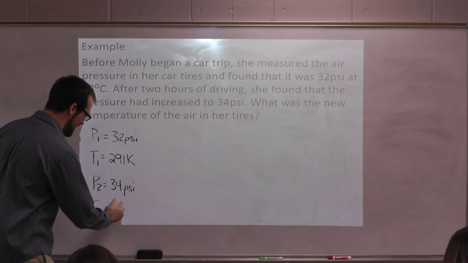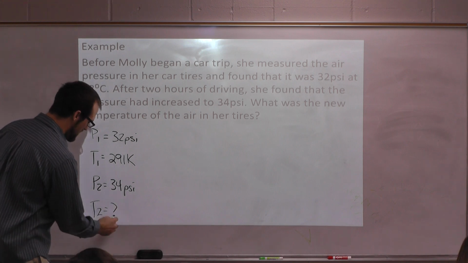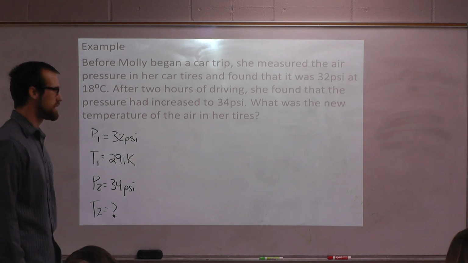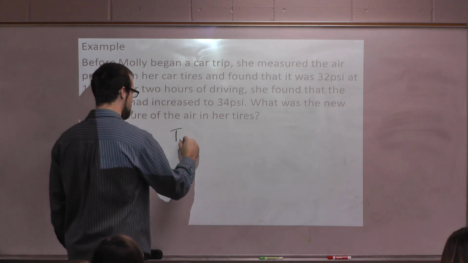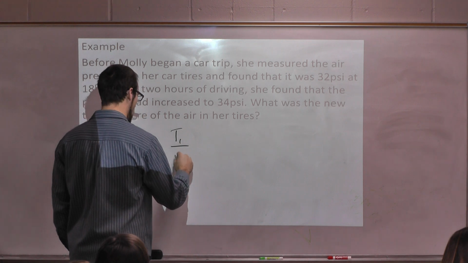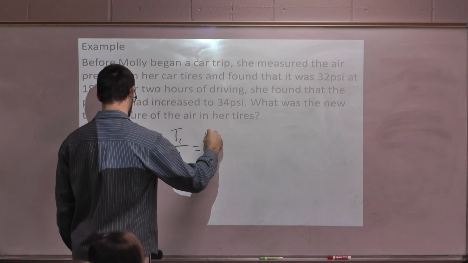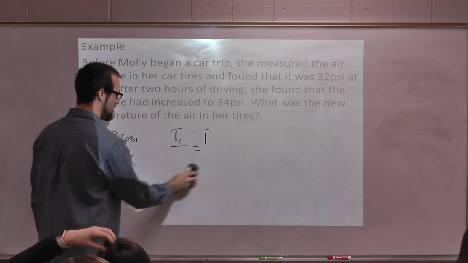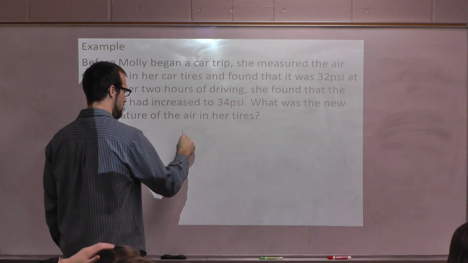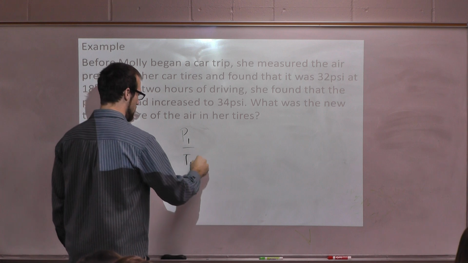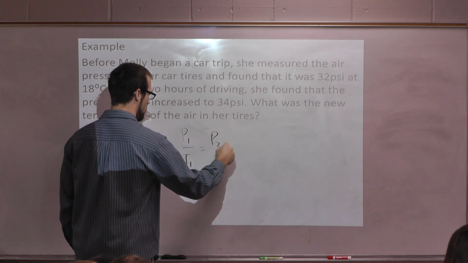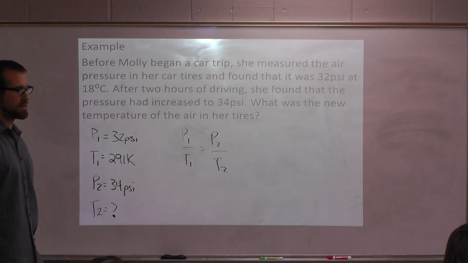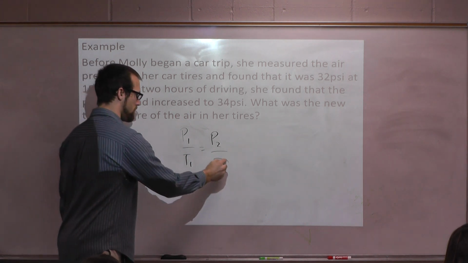I want to show you how to solve this one because, believe it or not, a lot of even sophomores and juniors still struggle with solving for a variable on the bottom. So, why can't you just solve it like this? That's wrong. P1 over T1 equals P2 over T2. Now stop and listen. You're solving for this variable.